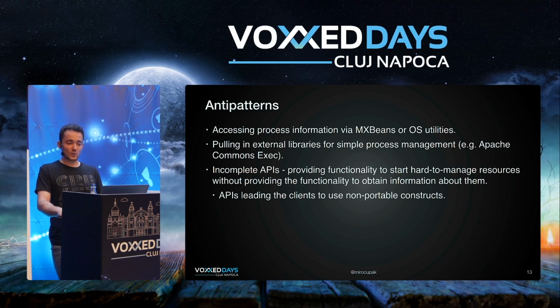What made the old process builder API hard to use was the fact that even though we could use it to start native processes, there was essentially no functionality to manage them or even obtain information about them, right? So that left developers with implementing their own solutions, which typically were not portable, because portability is hard, especially when you're dealing with things that are sort of external to the JVM. So keep portability and completeness of your APIs in mind when you're creating your APIs too.